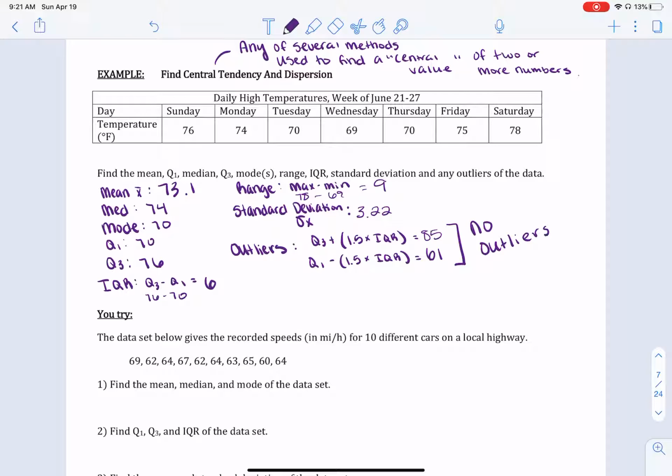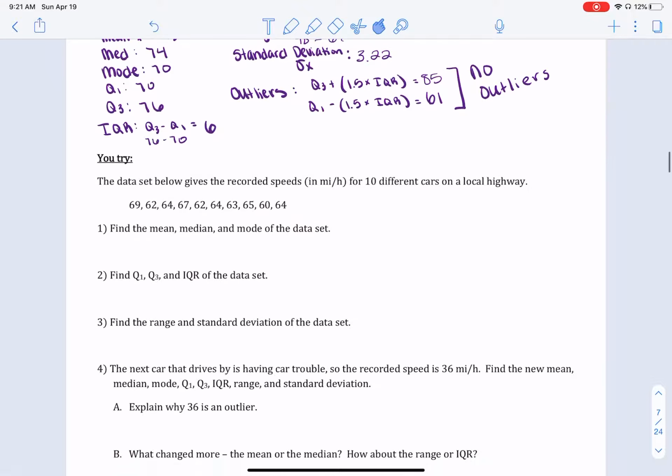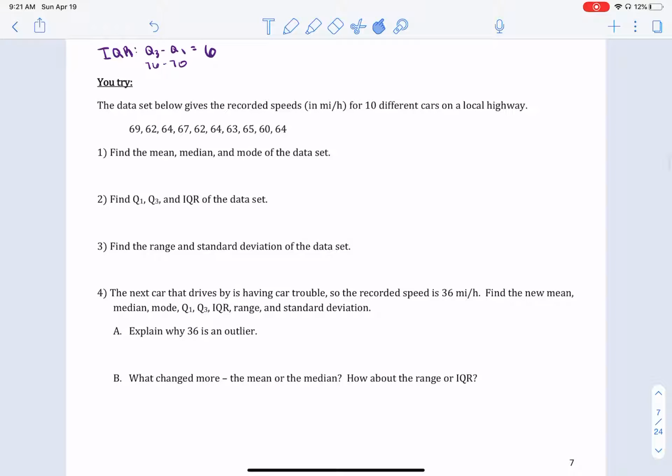Think about this again: let's say we had another day of the week and it was 90. Well, that would be an outlier because it's greater than 85 and it's definitely greater than the rest of these numbers. That's not a normal temperature that we would see. So we use this method so we can have specific numbers to identify outliers. Okay, so now you're going to try this example.